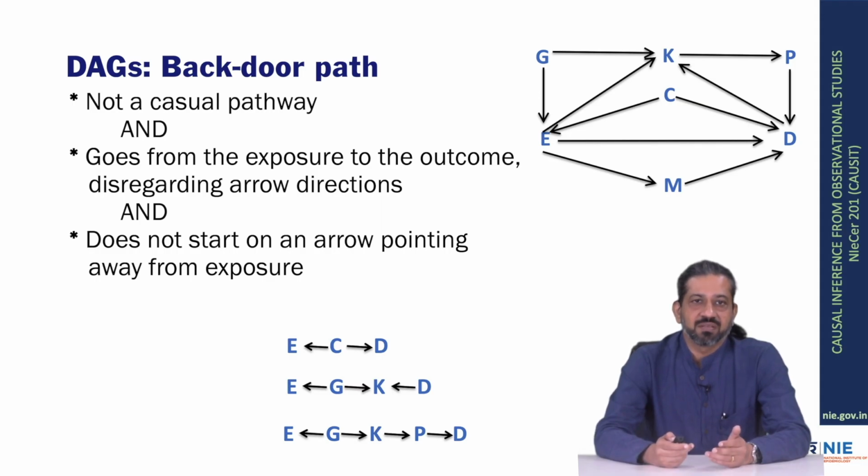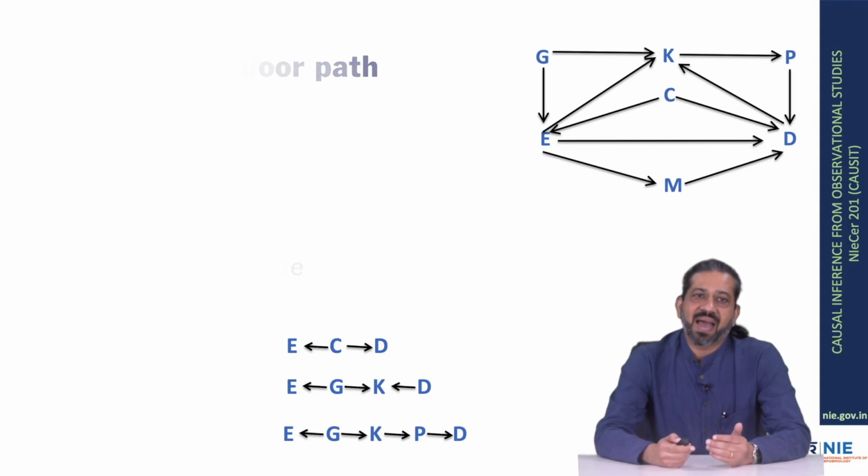So, in our example, we actually had four non-causal paths, if you remember. We had ECD, EKD, EGKD, and EGKPD. Of these four non-causal paths, we have one path, EKD, where it starts on the arrow pointing away from exposure E. So, we'll have to disregard that as well. And finally, we are left with three paths, ECD, EGKD, and EGKPD, and these are the three backdoor paths.